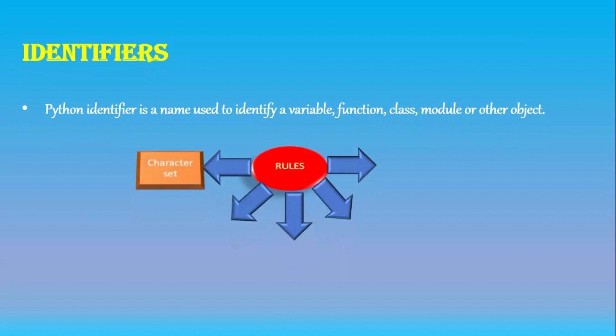Character set. Identifiers can contain letters, both uppercase and lowercase, digits, and underscores. However, they cannot start with a digit. So a Python identifier should not start with a digit.